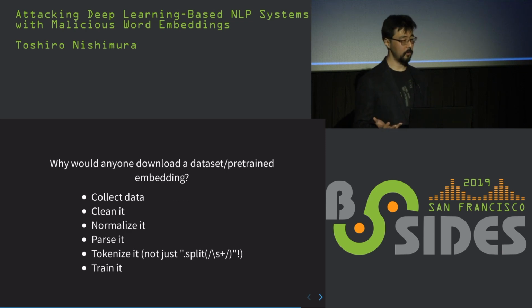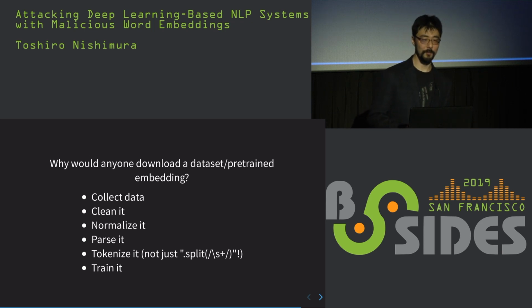Why would anybody download a pre-trained embedding or a pre-canned data set? It's hard. Collection requires potentially wide-scale crawling. You need to clean it. You need to normalize it. If you're combining different data sources, you need to parse it. If you ever tried to parse PDF for text, you know how bad that can get. You need to tokenize it, which is a science in and of itself, and you need to train it. This is all before you get to play with any of your own data.